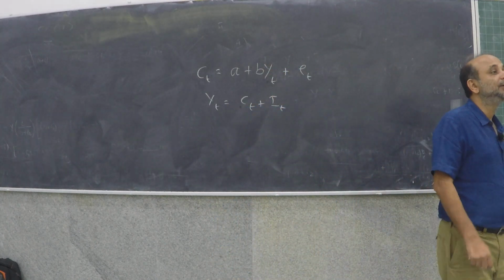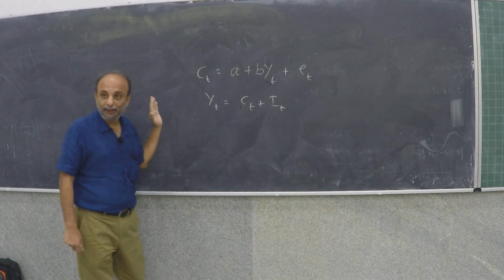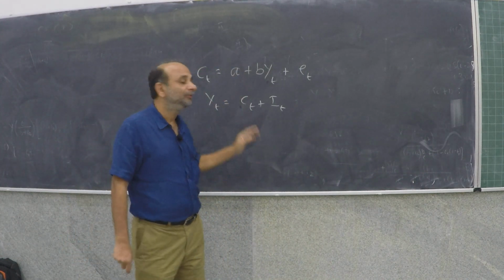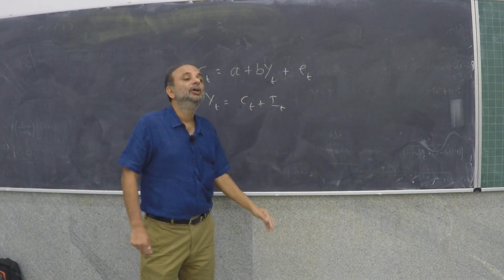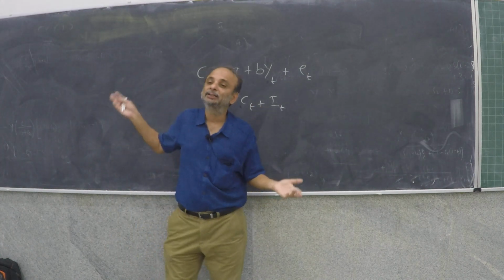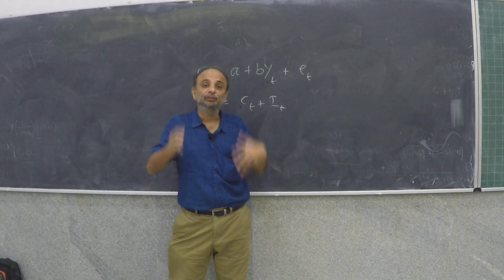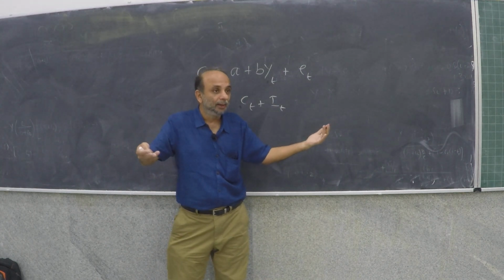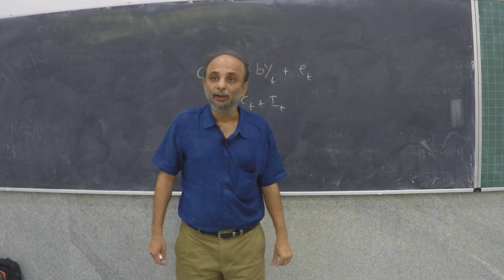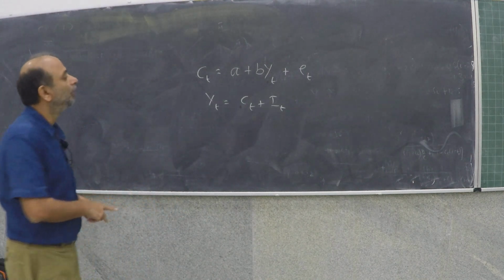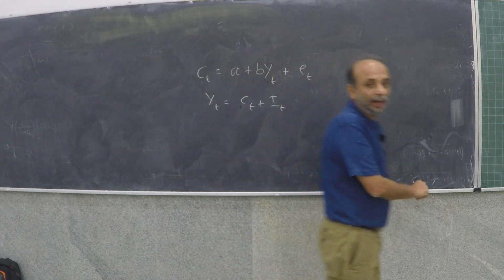In a reduced form system, you will have only the endogenous variables C_t and Y_t on the left hand side, and on the right hand side you will have only exogenous variables. So all the endogenous variables written purely as functions of exogenous variables is called a reduced form system. So how do I write this in the reduced form?